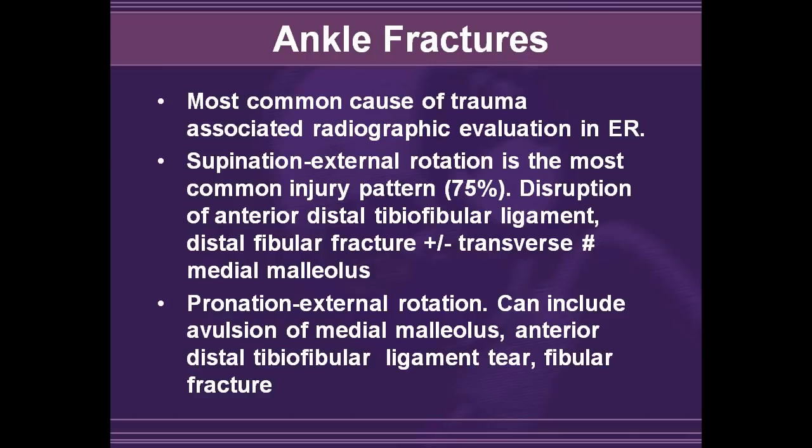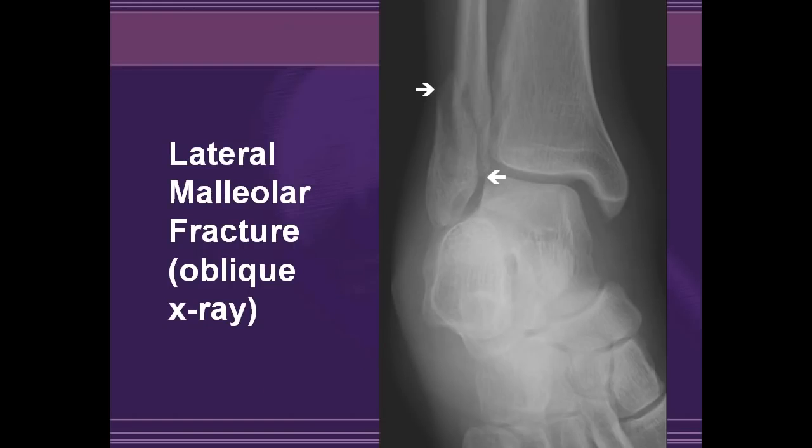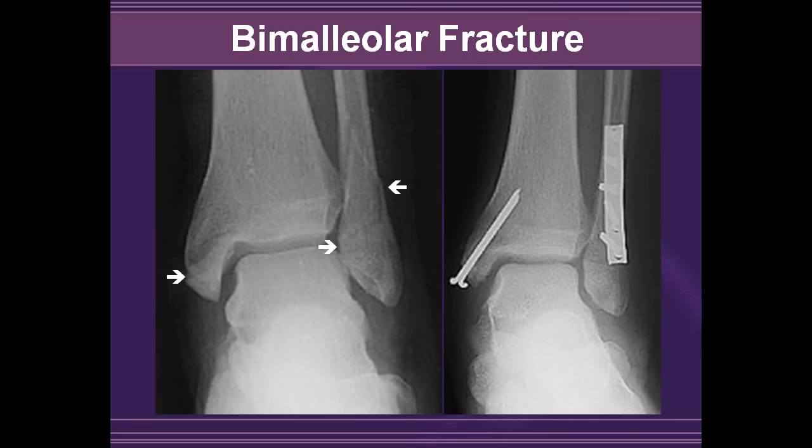Pronation external rotation, which is a different type of mechanism, can include avulsion of the medial malleolus, the anterior distal tibiofibular ligament, or a fibular fracture. Here's an example of an oblique lateral malleolar fracture which extends into the mortise. This is an oblique view that allows you to see the outline of a mortise.